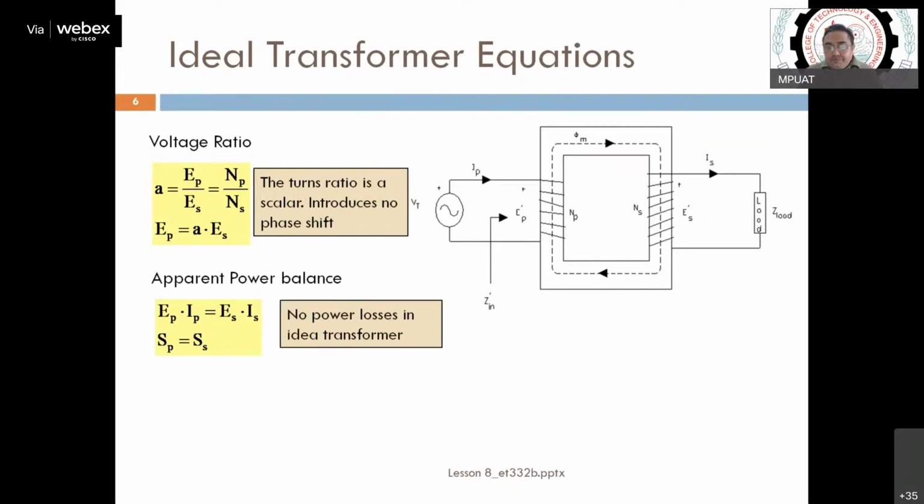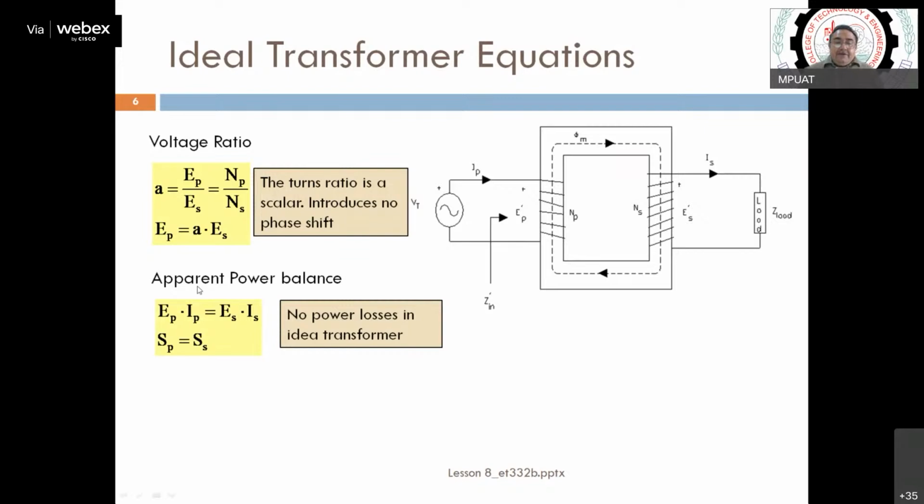Now we talked in terms of mathematics that this turn ratio, in some books it is written by n, in some it is written by a. So this is a scalar quantity. Be clear in this respect, and it introduces no phase shift. So turn ratio is simply a scalar quantity, and its importance is that it changes the voltage or current level, but it does not change the phase shift.